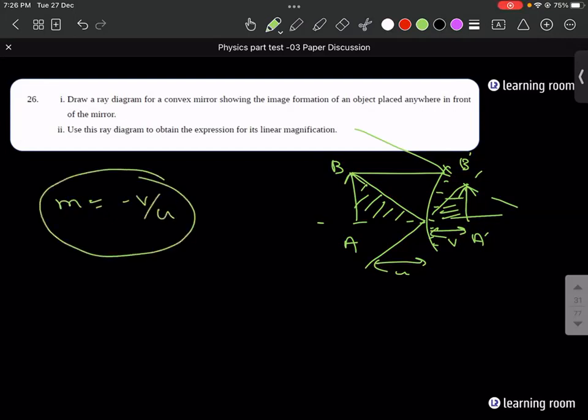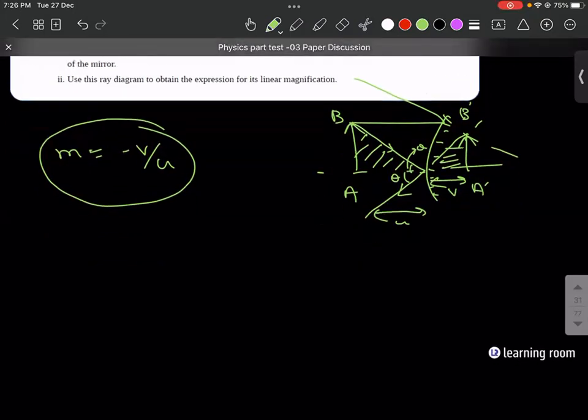Sir, the ray striking the pole should retrace its path, right? If this angle is theta, this angle is theta. It will bounce back symmetrically with respect to the principal axis. Retrace will happen through the center of curvature.